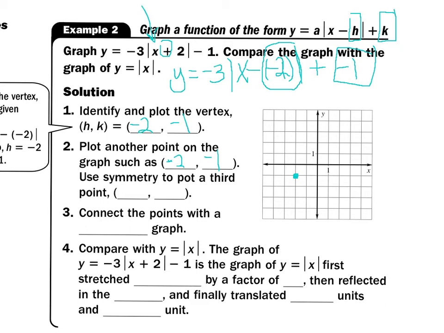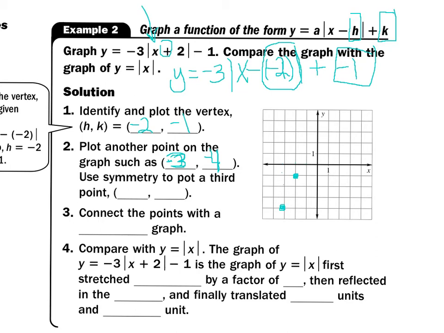Uh-oh, that's my vertex. So that's not going to work, is it? Let's go ahead and go up to negative 3. So negative 3 plus 2 would be negative 1. The absolute value of negative 1 is positive 1. Positive 1 times negative 3 is negative 3. Negative 3 minus 1 is negative 4. So if I put in a negative 3, I'm going to get a negative 4 out. 1, 2, 3, 1, 2, 3, 4.